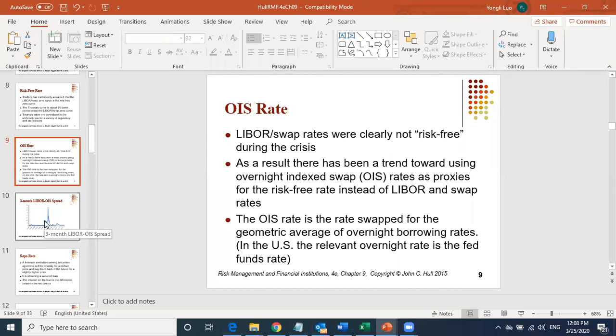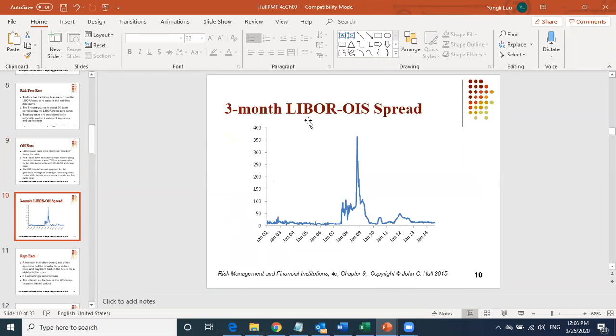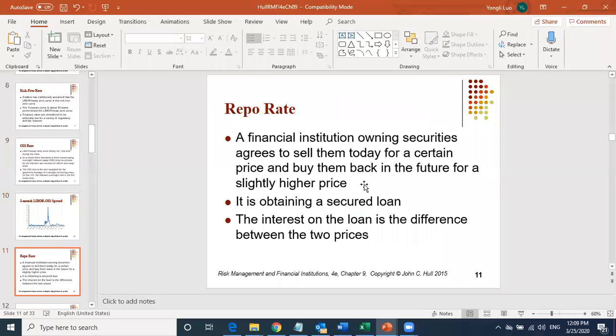So you can see the 3 months LIBOR-OIS spread. When the spread is increasing, that means a financial crisis period. You can see that from January 2007 until 2009, this period we call the financial crisis period.